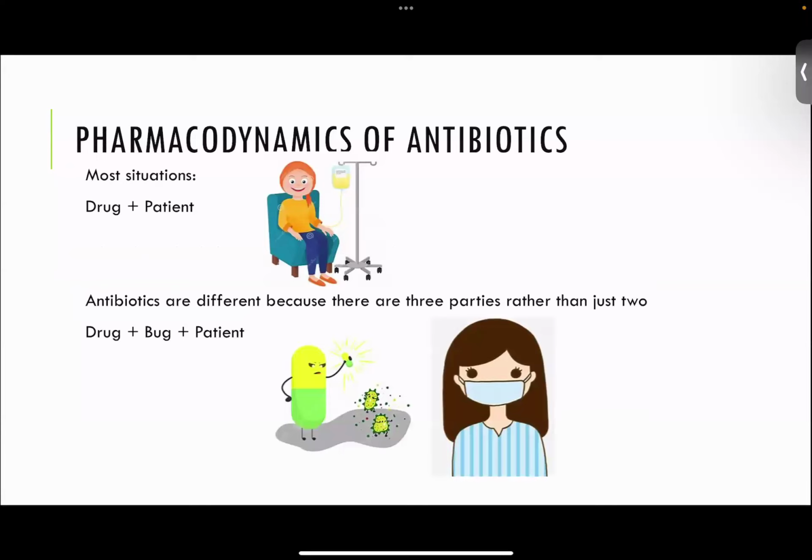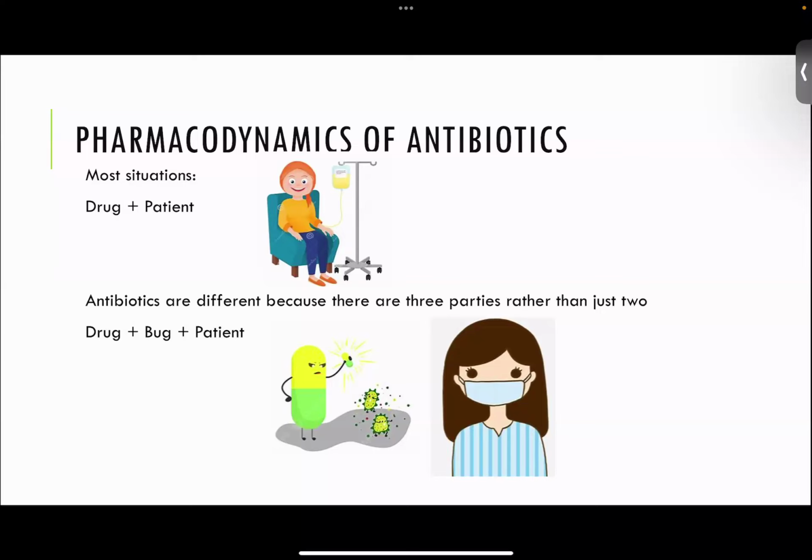So we're going to talk about the pharmacodynamics of antibiotics. Now, I mentioned this when we were talking about pharmacodynamics, but I think I had one slide and I said, don't worry about this for now. Well, now I want to come back and worry about it a little bit, all right? Because what's interesting, I find this very interesting, I hope you do too, but in most situations we're really just dealing with the drug and the patient and receptors and such that we have to understand and regulate.